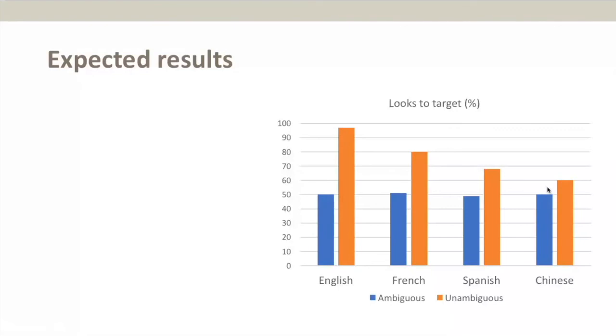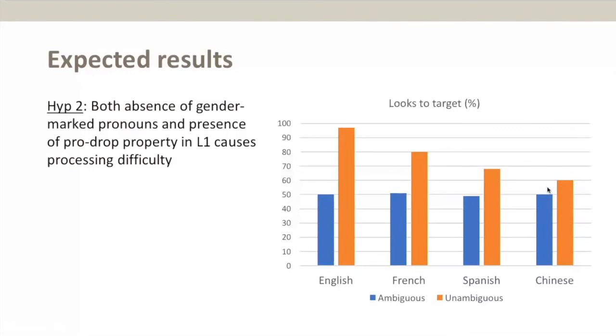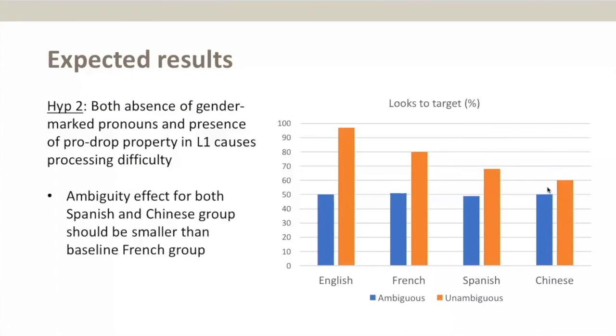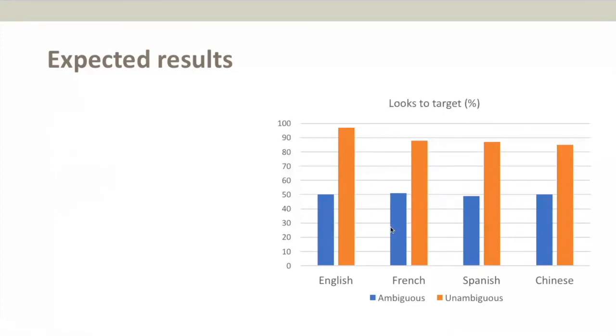If hypothesis 2 is true, and both gender marked pronouns and pro-drop property will cause the processing difficulty, then we will see the ambiguity effect for both the Chinese group and the Spanish group will be smaller than the baseline, which is the French group here. So all of them are L2 speakers, but Spanish and Chinese speakers will have a smaller ambiguity effect than the French speakers.